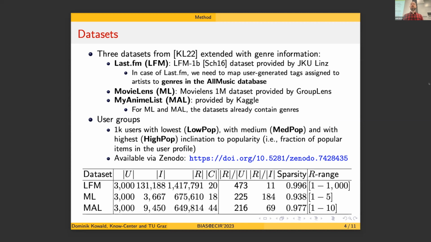Given the number of ratings, Last.fm is our largest one with around 1.5 million ratings. And all these dataset samples are also shared via Zenodo. So if you want to reuse them, they come with the user group definitions, the splittings, and of course also the genre information.